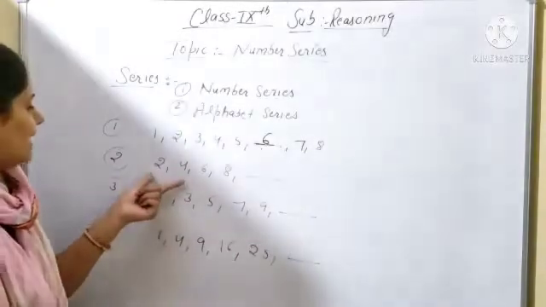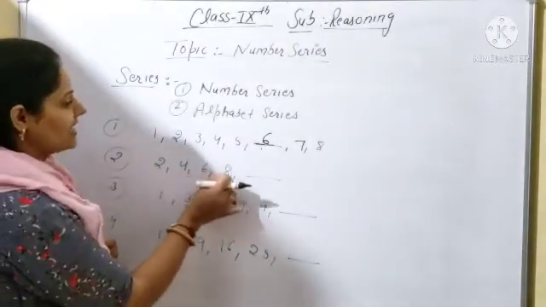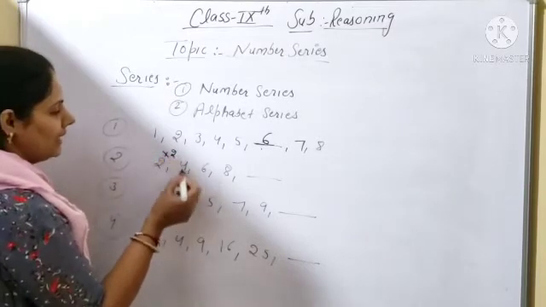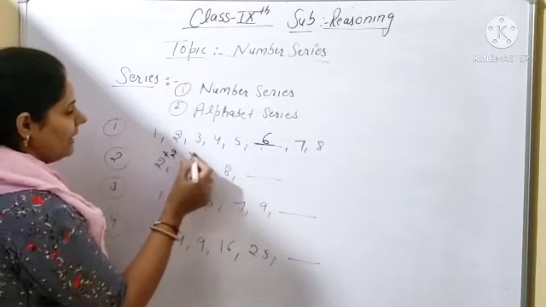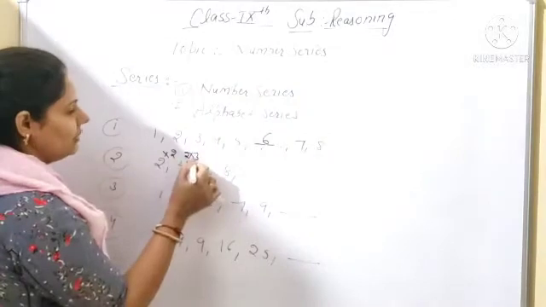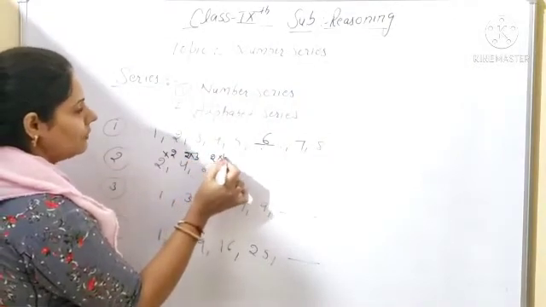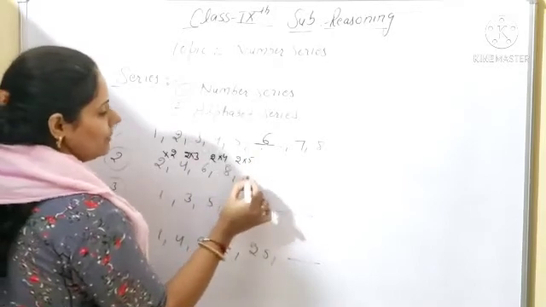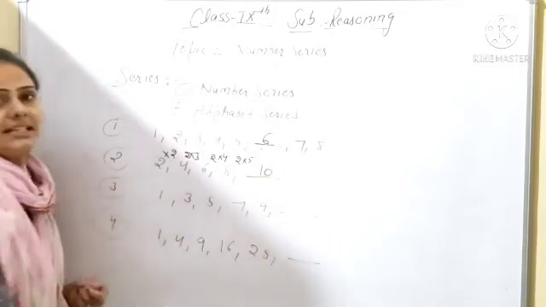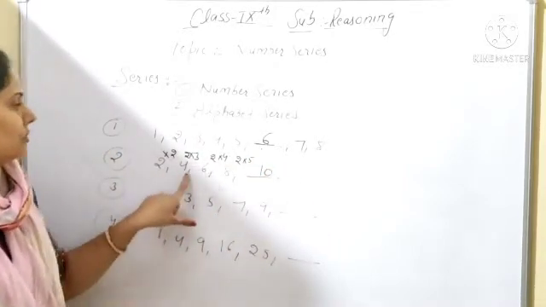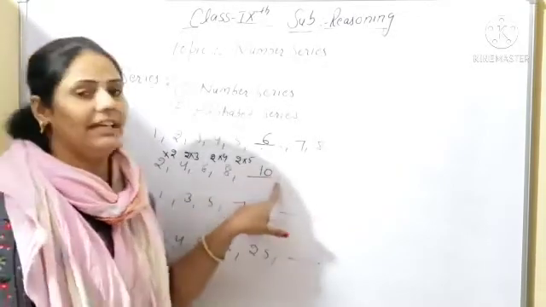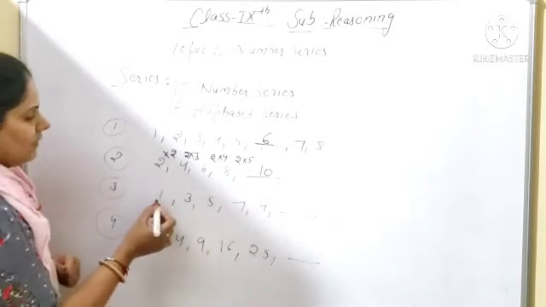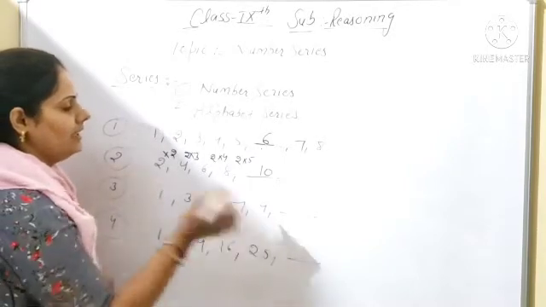Okay, simply, second example, you can see 2, 4, 6, 8. So what will be the next number? Simply you can say 2 multiply 2, you are getting 4, 2 multiply 3 you are getting 6, 2 multiply 4 you are getting 8. So 2 multiply 5, what will you get here? Simply you can say it will be 10. It is the table of 2. 2 1s are 2, 2 2s are 4, 2 3s are 6, 2 4s are 8 and 2 5s are 10. Clear?